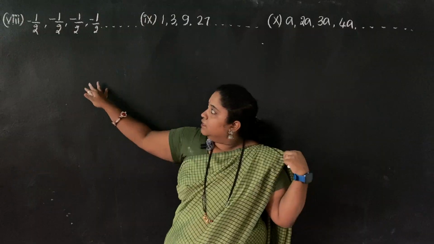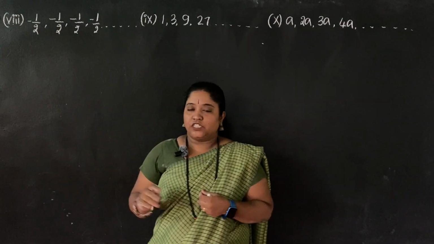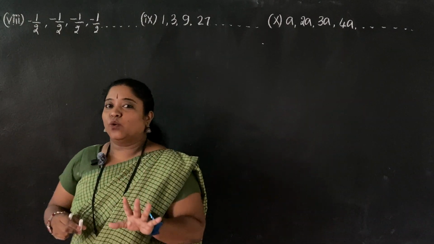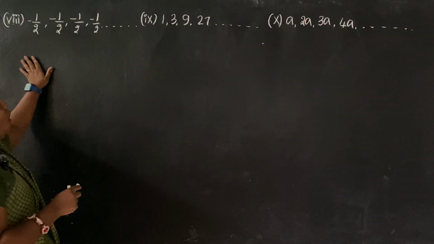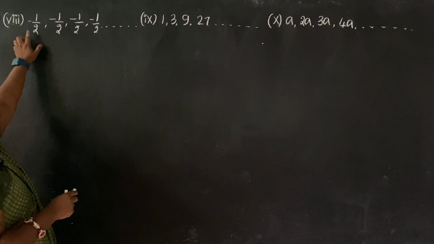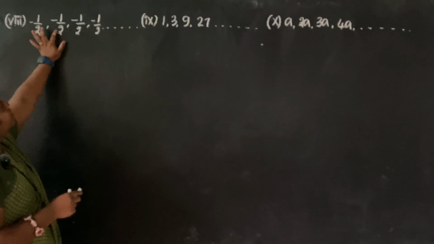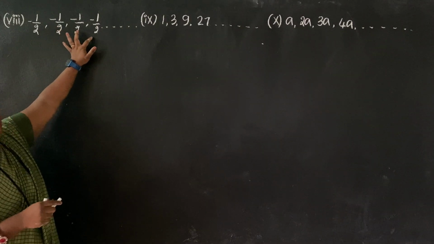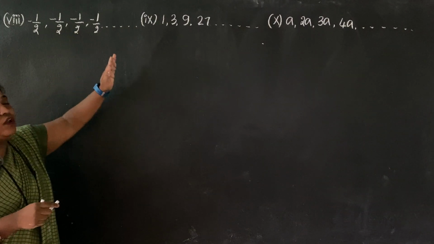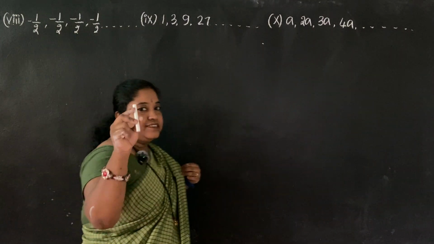Now, we'll move to the 8th question. Just look at the 8th question, dear. All the values you see here are minus 1 by 2, minus 1 by 2, minus 1 by 2, minus 1 by 2. All are continuously going with the same value.